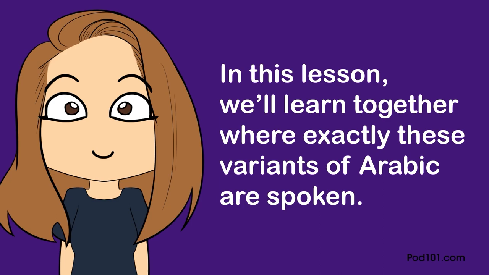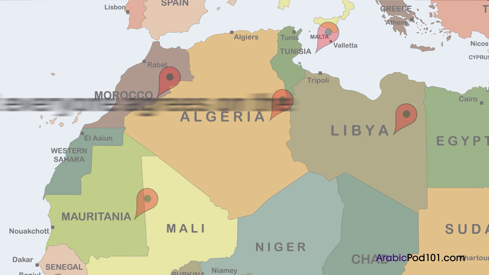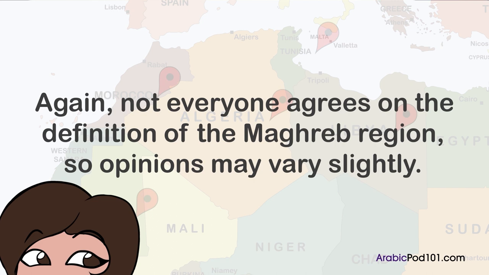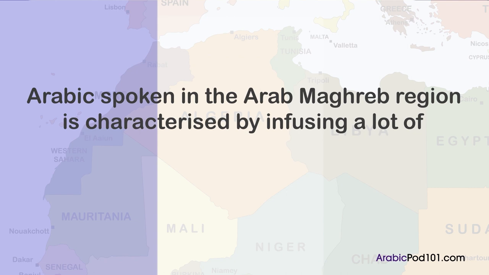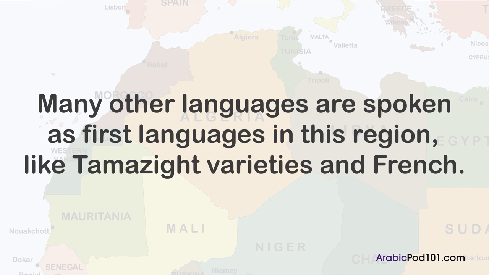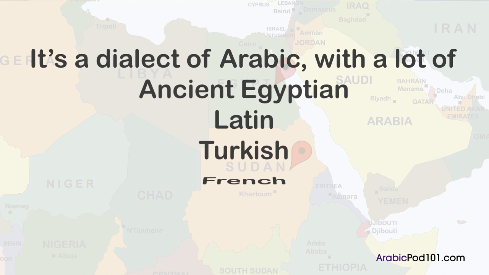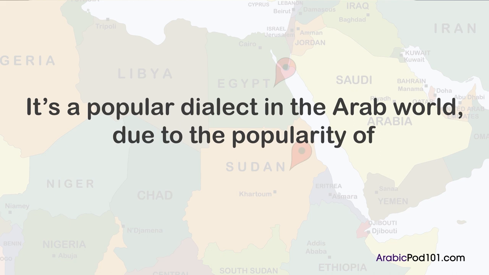Let's start from left to right, from Africa to Asia. First, we have the Maghreb region, which includes Mauritania, Morocco, Algeria, Tunisia, and Libya. Again, not everyone agrees on the definition of the Maghreb region, so opinions may vary slightly. Arabic spoken in the Maghreb region is characterized by infusing a lot of French vocabulary and grammar with Arabic and Berber languages. Many other languages are spoken as first languages in this region, like Tamazight varieties and French. Next, we have Egypt and Sudan, where the dialect widely known as Egyptian Arabic is spoken. It's a dialect of Arabic with a lot of ancient Egyptian, Latin, Turkish, French, and English influence. It's a popular dialect in the Arab world due to the popularity of Egyptian music and shows.